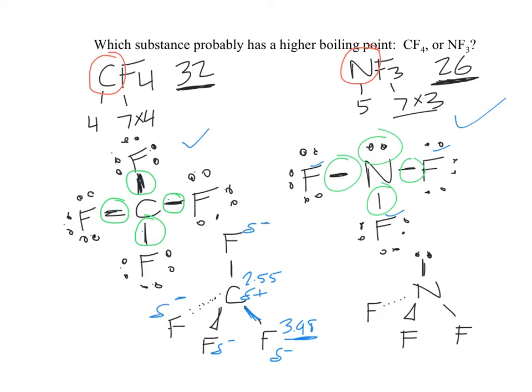Over here, same deal, I analyze N and F. N is 3.04. Fluorine is 3.98. I look those up. This difference is 0.4 or greater. This is polar. So fluorine's winning, gets a negative charge, N gets a positive. F gets a negative, F gets a negative. So they all have polar bonds, but are the molecules polar?